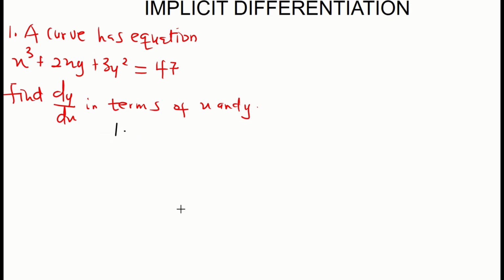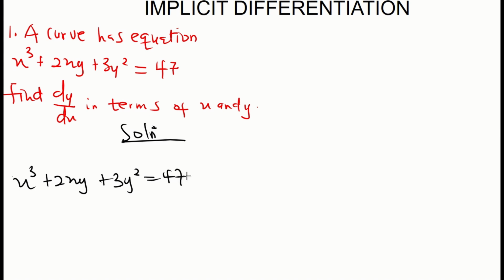First, I'll put down my solution. Okay, so the curve has this equation. We have a curve, and the curve has this equation: x to the power 3 plus 2xy plus 3y squared is equal to 47. So this is the equation of the curve.